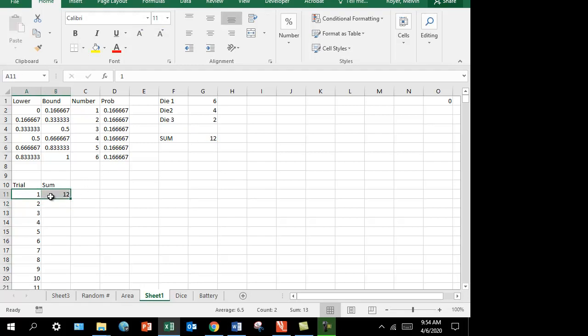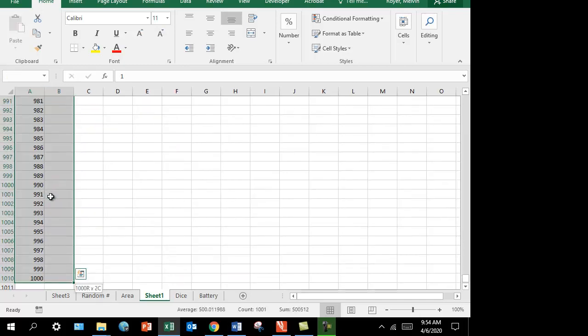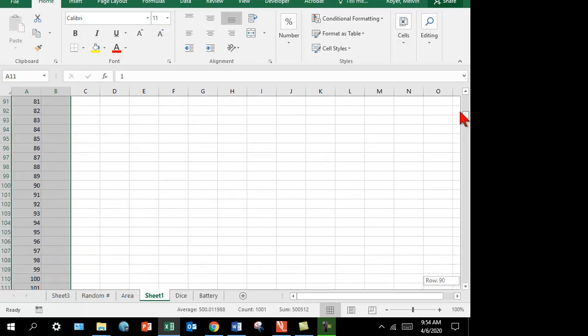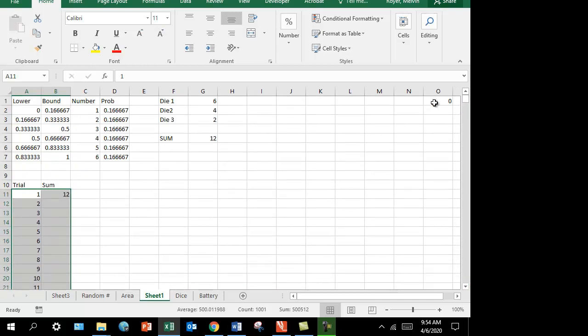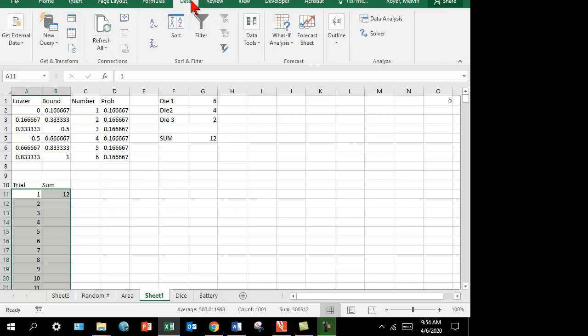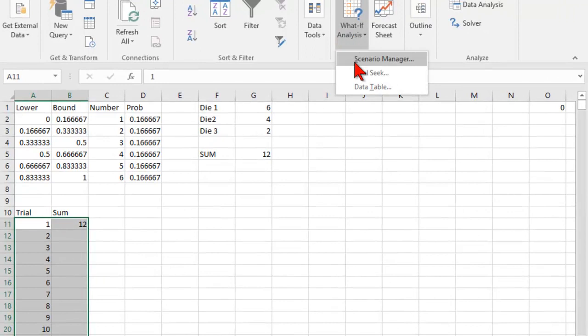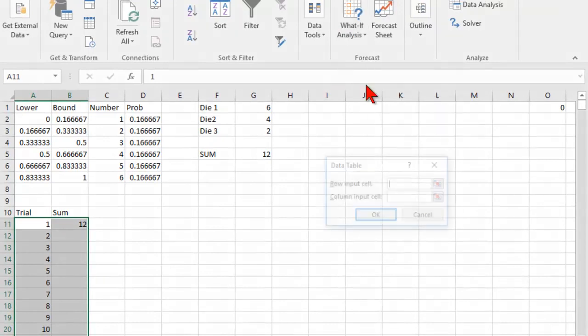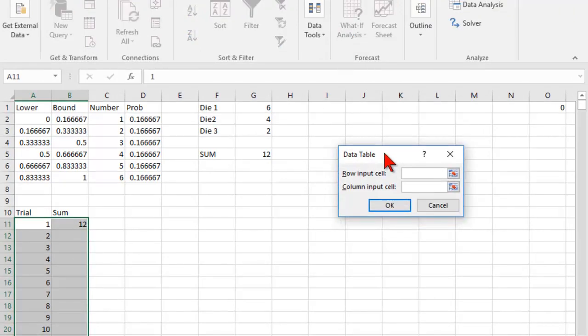If I highlight the first two columns in the first row and do a Control-Shift down, it will highlight the rest of the table that I'm trying to fill in. And now let's make a data table. I don't think we've done this since early in the course, but if I go to Data and What If Analysis Data Table, I get this dialog box.